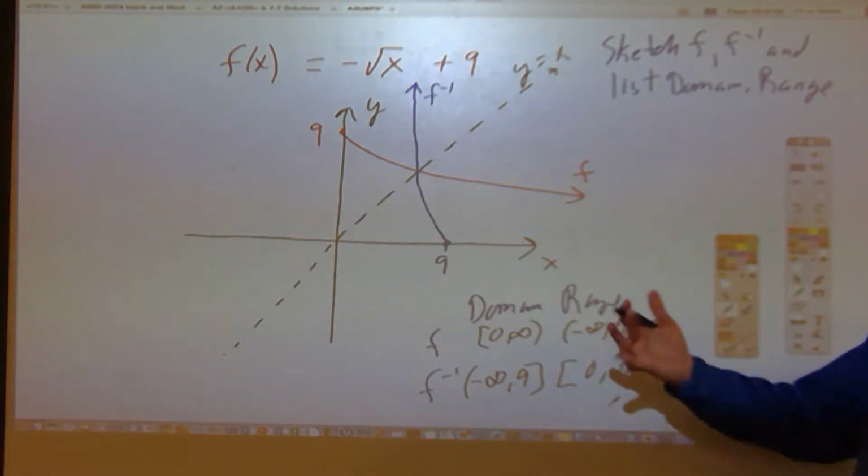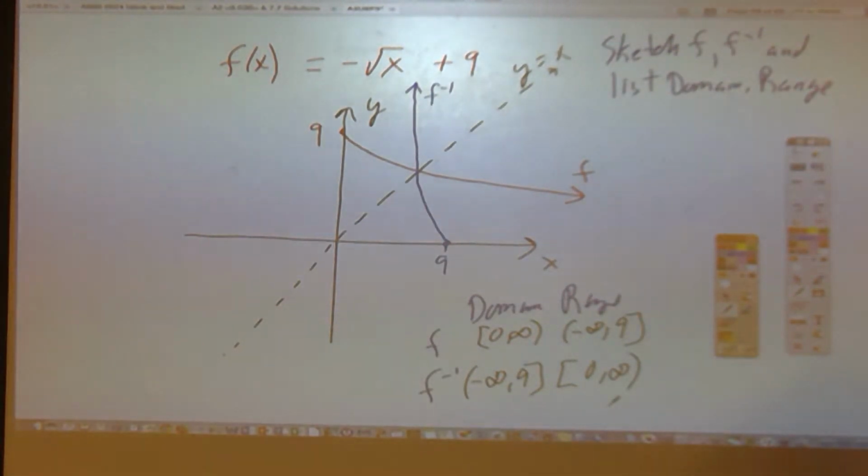So, there it is. It's the whole thing. Any questions on that process? The directions on that, by the way, were to sketch f, f inverse, and then list the domain and the range of each.